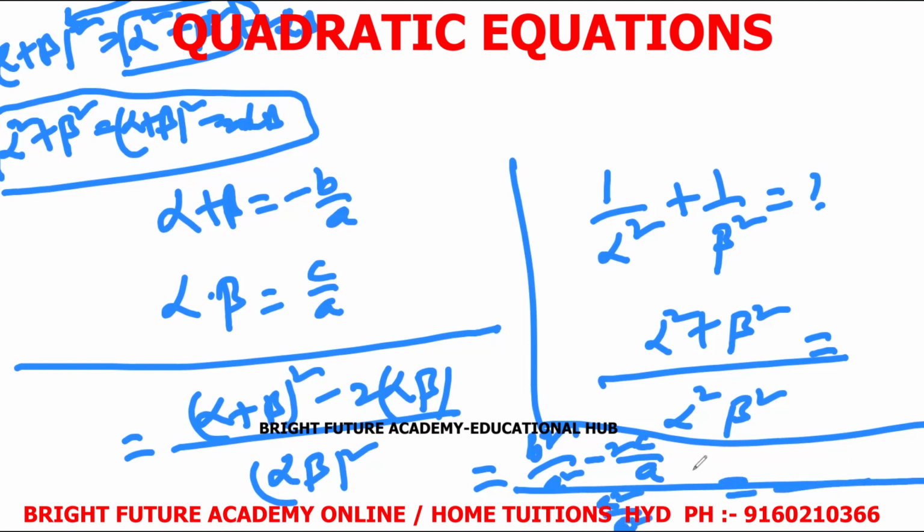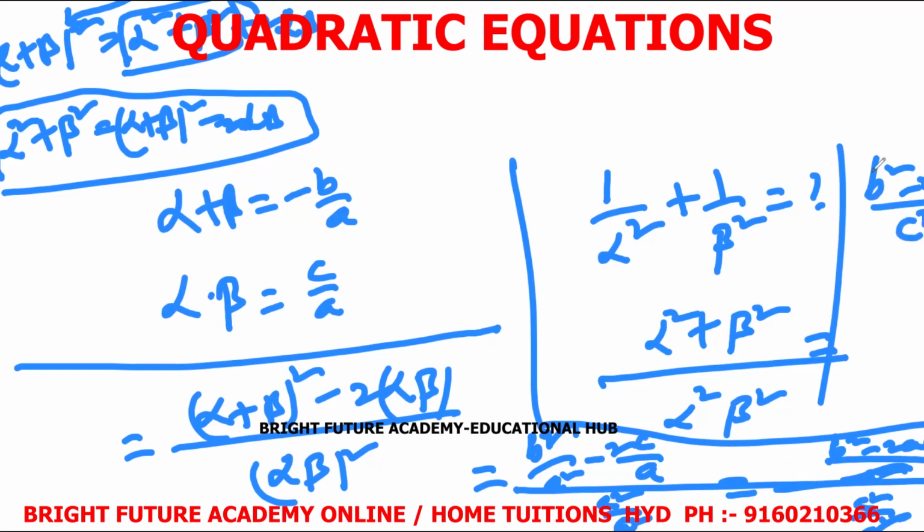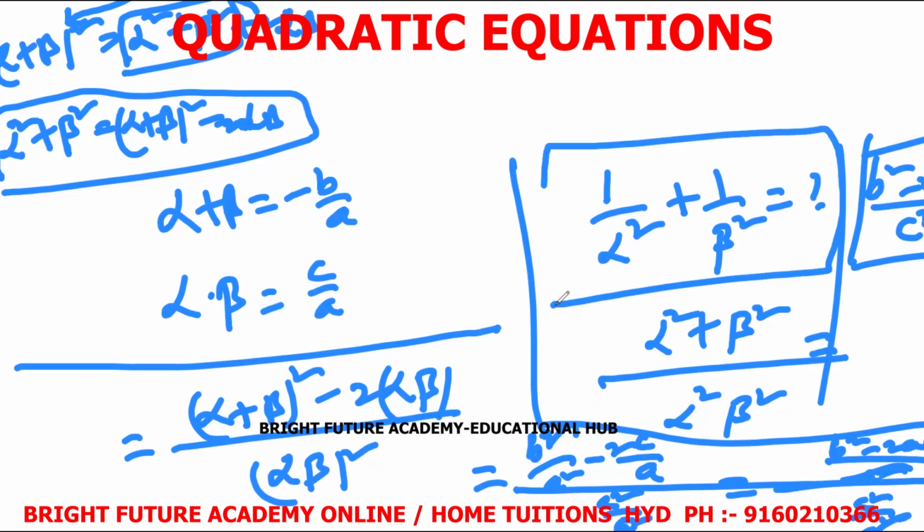Then take the LCM. Numerator: b square minus 2ac by a square. Then come to the denominator: c square by a square. So a square and a square get cancelled. Then we'll get b square minus 2ac by c square. Excellent. This is the value of 1 by alpha square plus 1 by beta square.